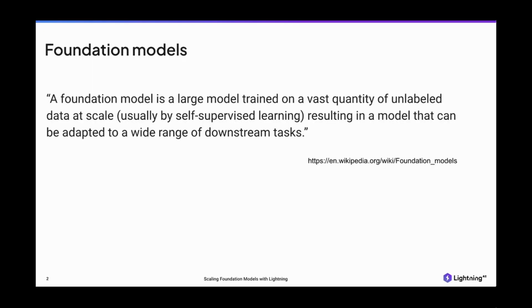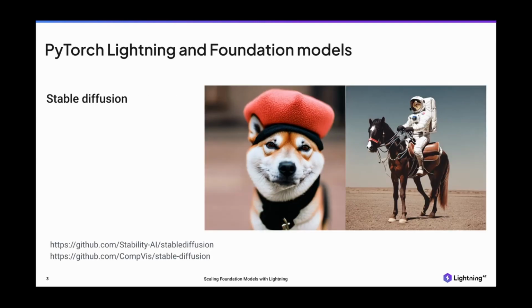All right. So, I'm focusing on foundation models because it's something that is bringing up a lot of need for distributed training. A foundation model, well, Wikipedia's definition is a large model trained on a vast quantity of unlabeled data, scaled, resulting in something that you can use to do other tasks that are not necessarily related to the loss that you use during training. And PyTorch Lightning has been used to train several foundation models successfully.